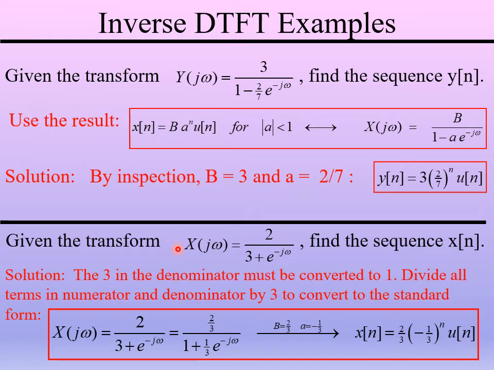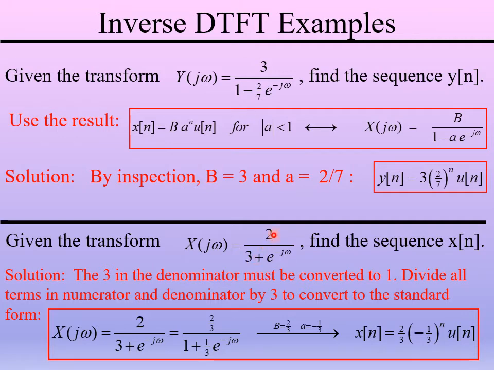Here's one more. This one's a little bit trickier. This time we're given the transform X of j omega equal to 2 over 3 plus e to the minus j omega, and we're asked to find the sequence x of n. The problem here is, if we try to compare this Fourier transform with the pair over here, we can't do it immediately because we need to have a 1 right here, and notice there's a 3 instead. So the trick is we need to get rid of this 3 and convert it to a 1. How do we do that?